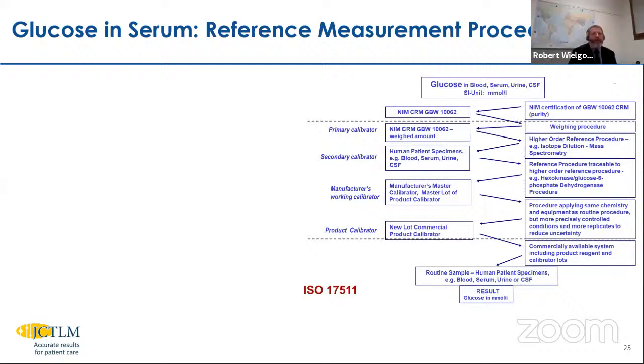The second part of the chain is linked to the reference measurement method. So the pure material is dissolved in solution to make a primary calibrator, which is used to calibrate a reference method based on isotope dilution mass spectrometry.